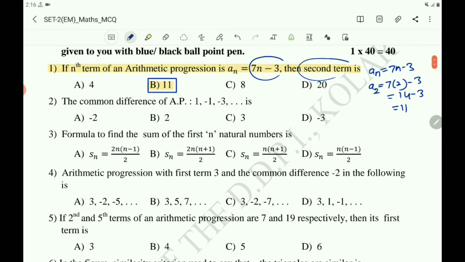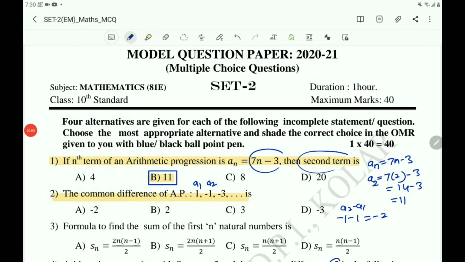Next, you take the second question. The common difference of the AP 1, minus 1, minus 3, and so on is? Here the common difference means A2 minus A1. A2 is minus 1, A1 is 1, so minus 1 minus 1 becomes minus 2. Option A is the answer. Note down option A, that is minus 2.